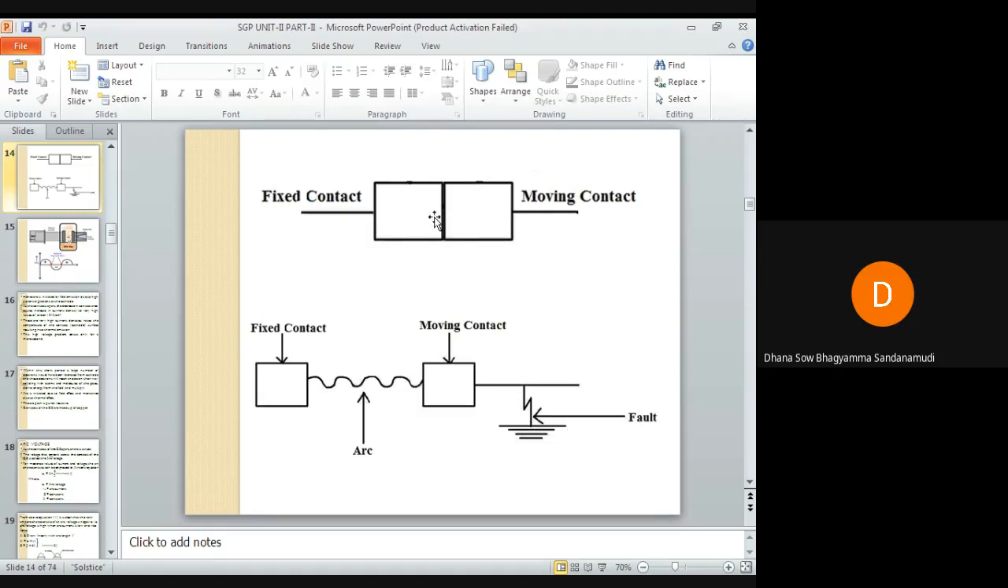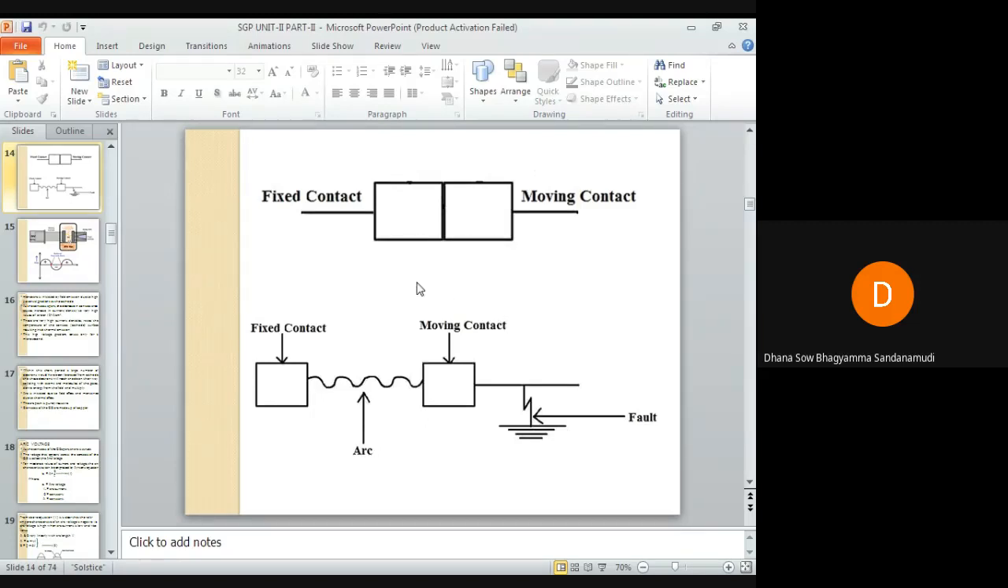But the resistance between these two contacts will start increasing. Of course it increases, but it will be a very low value, around 1 ohm only.